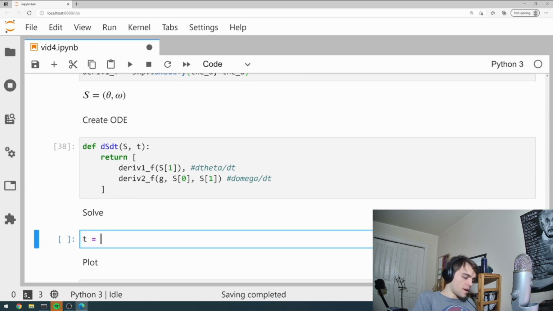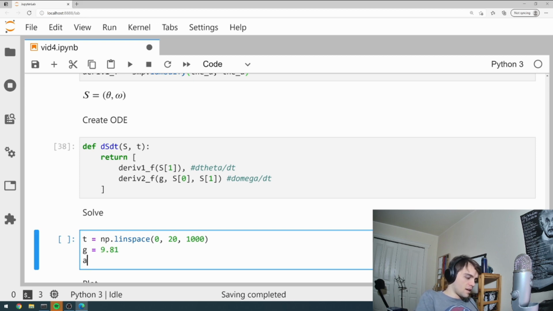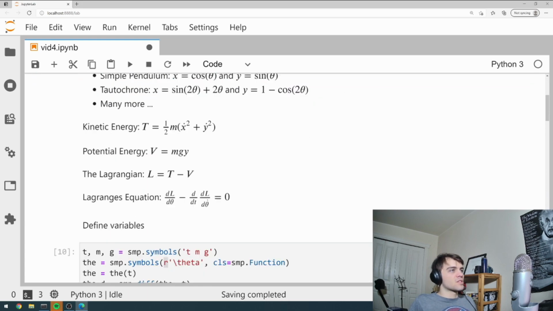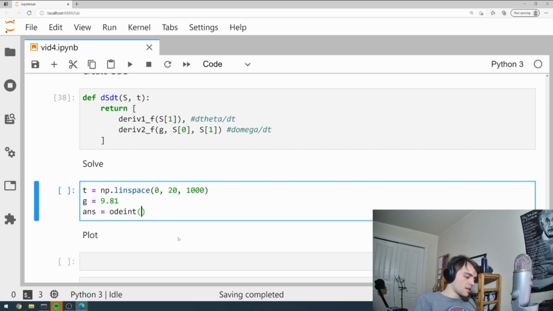So I'm going to say we'll go 20 times and we'll go 1,000 points. We use our G as 9.81 as well. And I'll call the ODE int function, which I've imported from SciPy up here. ODE int solves system of differential equations. So I can call ODE int. It takes in ds dt, which is our system of differential equations. We'll plug in some initial conditions.